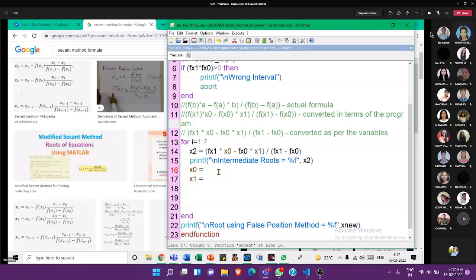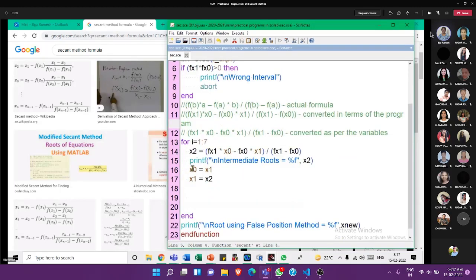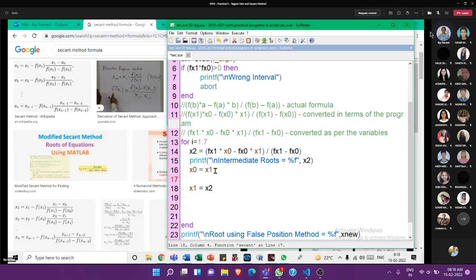Ma'am, x0 is x1 and x1 is x2. Yes, x1 is x2. That's all. It is as simple as that. The latest two roots, you have to remember like that, the current root and the previous root. That is the latest two roots, and that will be substituted in the formula. So the one that you found as a new root will be x1. The one that was the second root will be your x0. This will continue, but we have to find fx0 also and fx1 also, because this has changed. So you have to find the new fx0 and fx1.